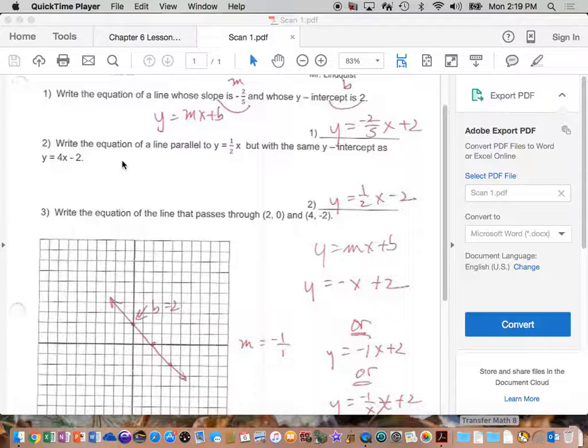All right. Next up, write the equation of a line that's parallel to y equals 1/2 x, but with the same y-intercept as y equals 4x minus 2. What do you know about slopes of parallel lines? The same slope. They have the same slope.